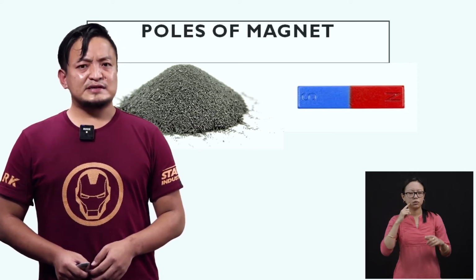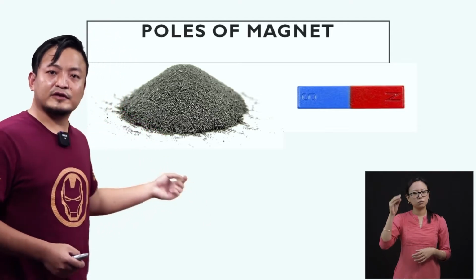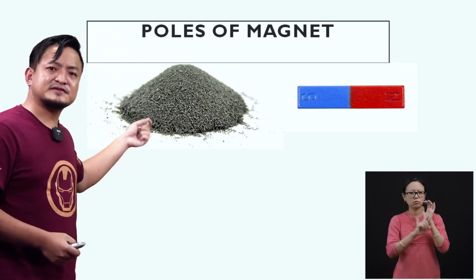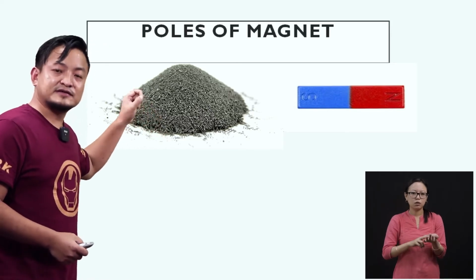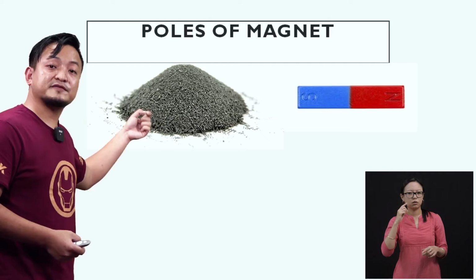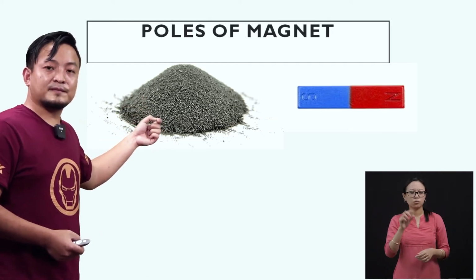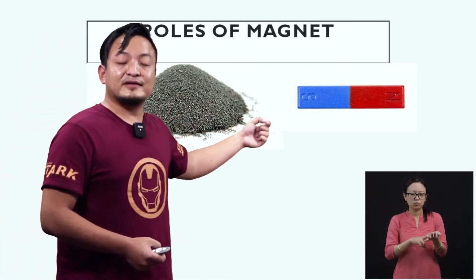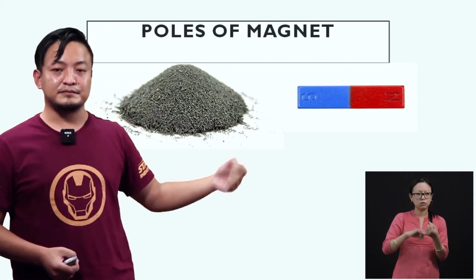Now, to do this simple activity, we need iron filings. Okay, these are iron filings. These are small pieces of iron. Okay, this is not soil. These are small pieces of iron, which we call iron filings. And we need a magnet. Okay, we need a bar magnet.